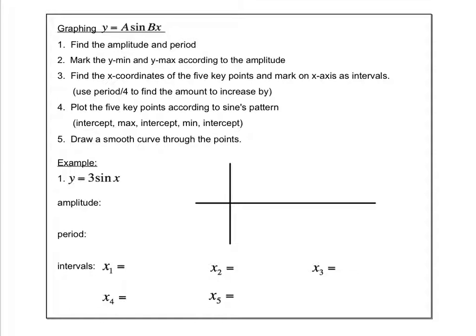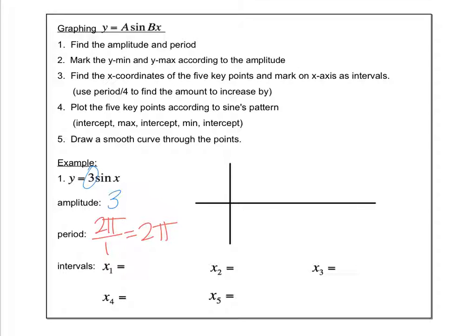What's the amplitude? Amplitude is 3. And then the period is 1. You got to do the formula. 2 pi over 1, which is 2 pi. So far, so good?